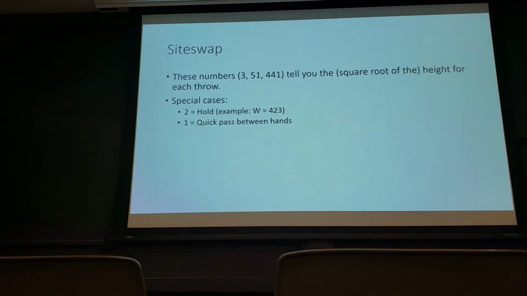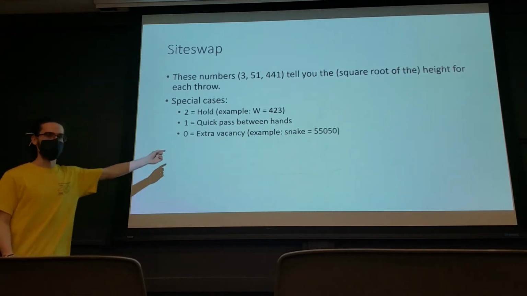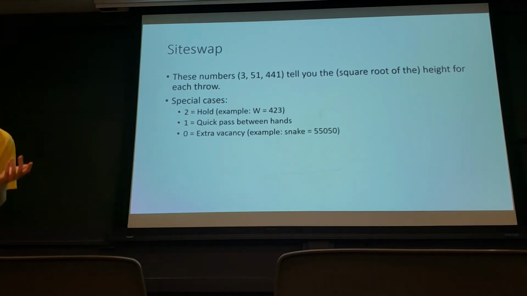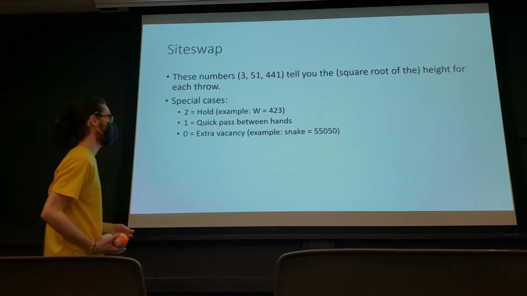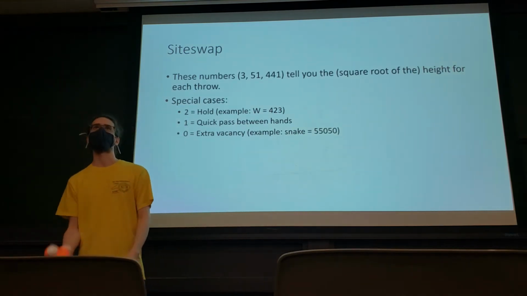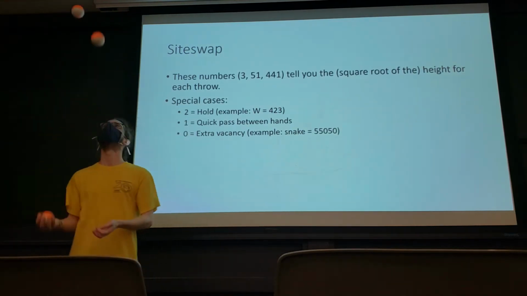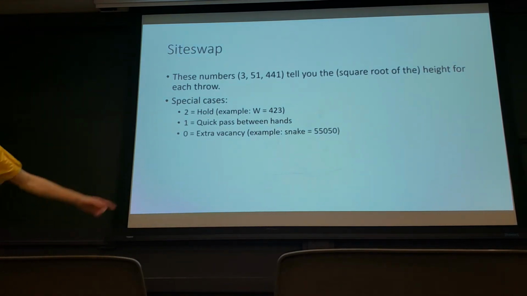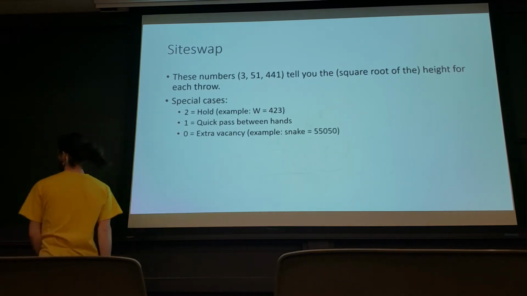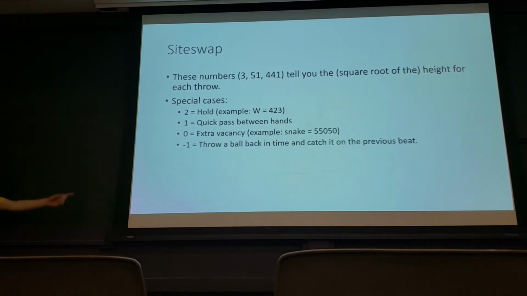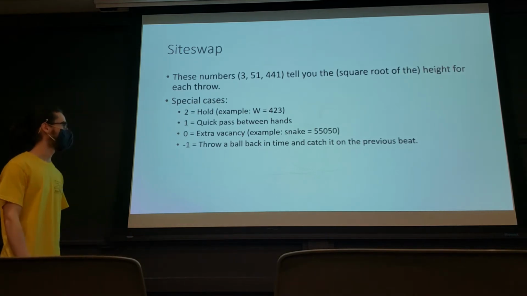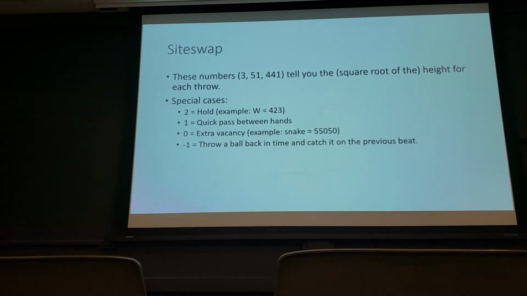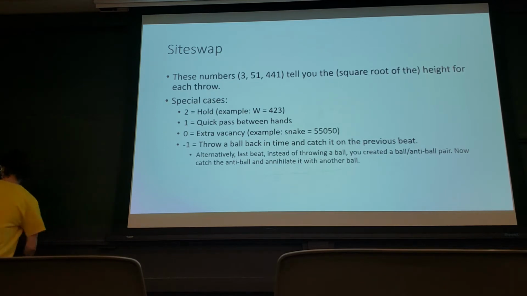A 0 means that there's not a ball in your hand, a beat passes and there's no ball in your hand. An example of snake is 5, 5, 0, 5, 0. This one's really hard to count, but you can see that my hands are empty a lot, and those empty beats correspond to the zeros. And we can continue this. The -1 would be throwing a ball back in time and catching it on the previous beat. Jugglers are still working on how to do that. Alternatively, if you actually draw out the ladder diagram for a -1 throw, it looks something like this.